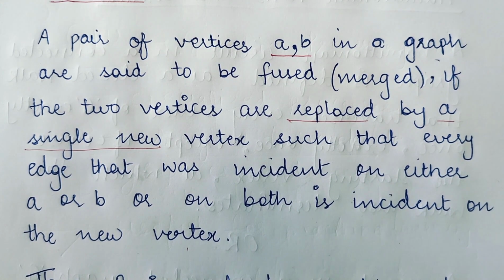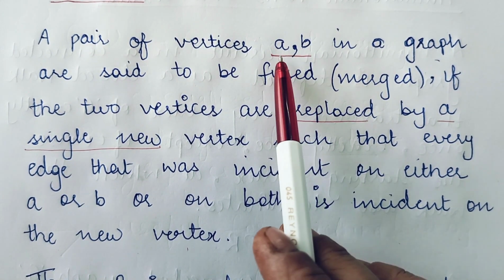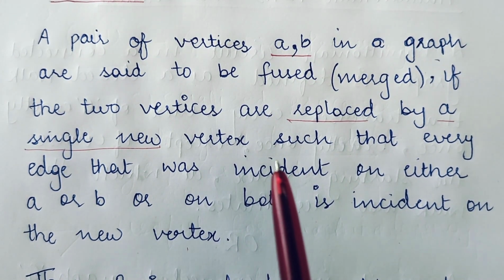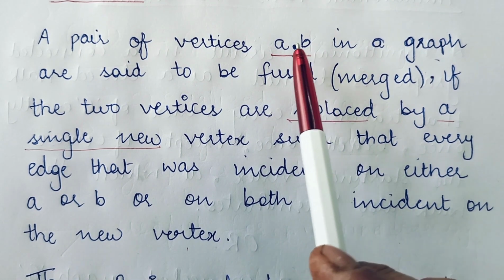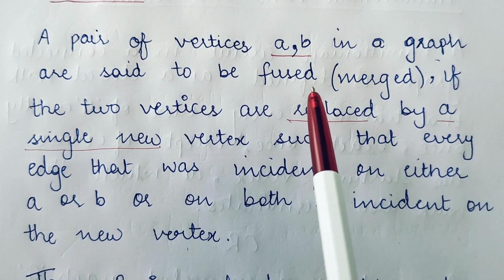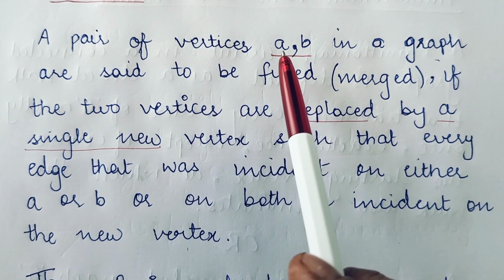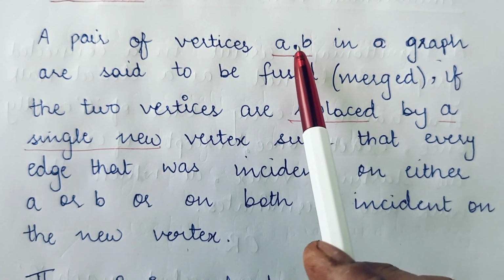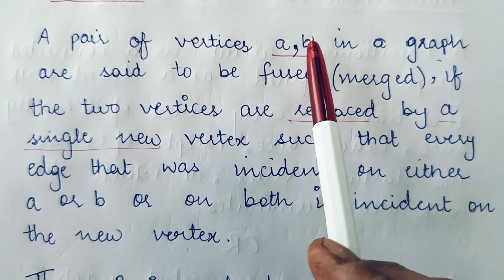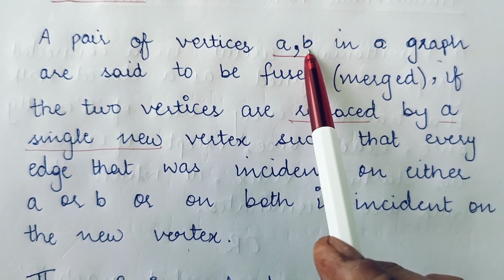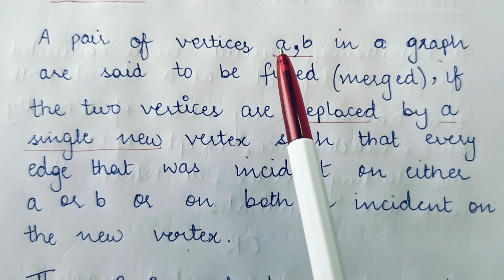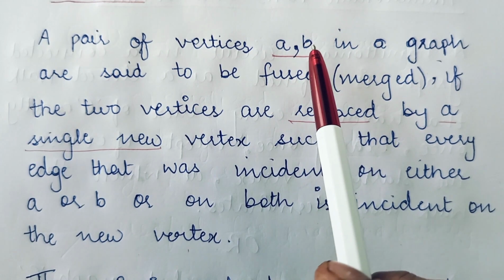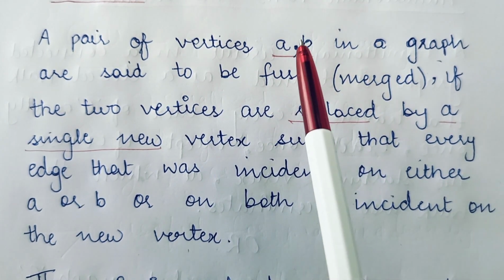So, if we have two vertices named A and B in a graph, and I want to fuse these two vertices into a single vertex, then they will be replaced by a single vertex. But now we have to take care that all those edges that were incident on A have to be incident on that single fused vertex now. Also, all the edges that were incident on vertex B now have to be incident on that single fused vertex. And if there is any common edge between vertex A and B, that also has to be incident on this new fused vertex now.